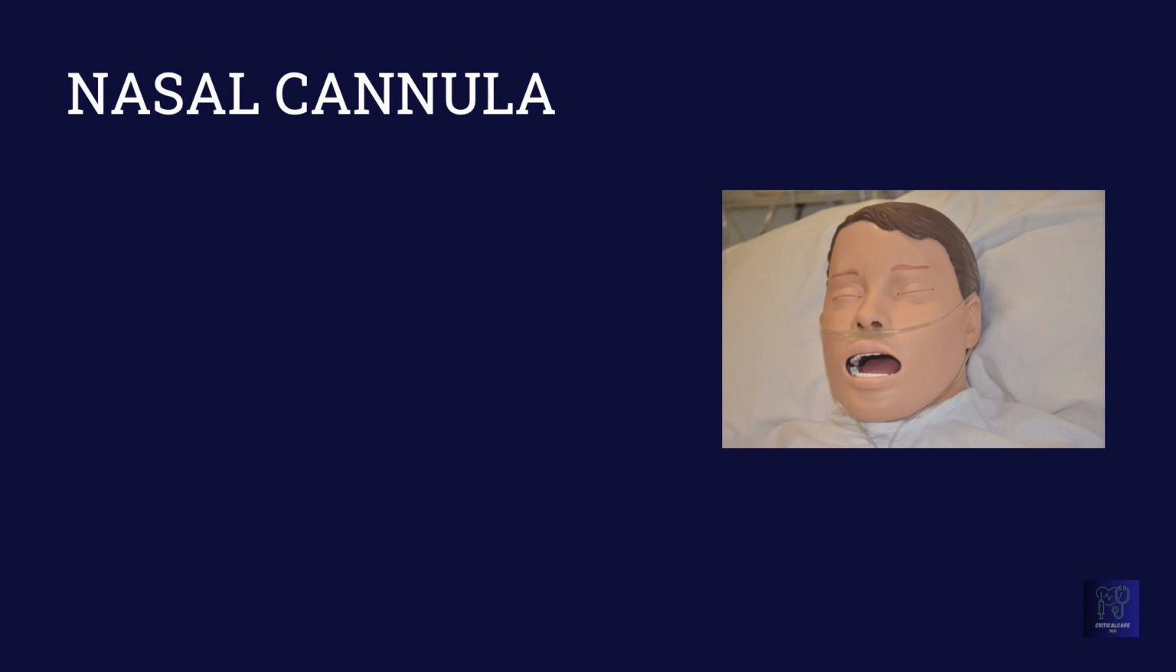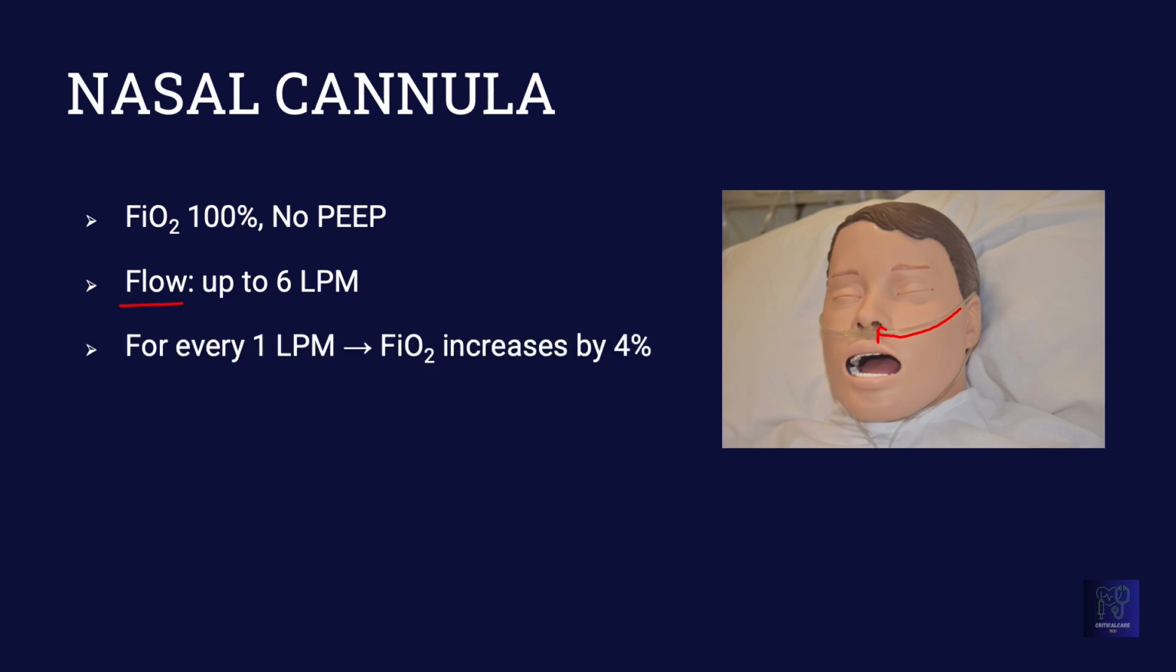Let's discuss individual devices, starting with the nasal cannula. So the FiO2 of air that is moving through the nasal cannula is 100%. It does not provide any PEEP effect. So the only thing we are controlling pretty much is the flow. The range of flow through a nasal cannula is 1 to 6 liters per minute.